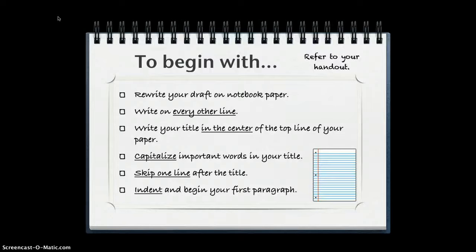To begin with, you can refer to your handout for these steps. The first thing that you need to do is rewrite your draft on notebook paper. Write on every other line. Write your title in the center of the top line of your paper. It does not need to be underlined. Capitalize important words in your title. Skip one line after the title and begin your first paragraph by indenting.